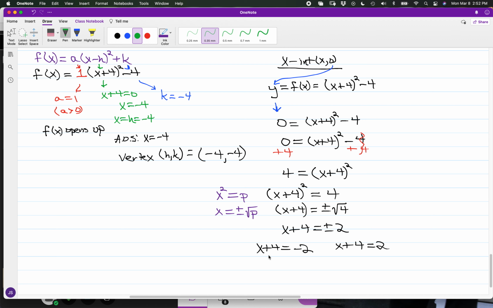And if I subtract 4 from both sides of both equations, if x plus 4 is equal to negative 2, and I take away 4 from both sides, we have that x is equal to negative 2 minus 4, which is negative 6. If x plus 4 is equal to 2, and I take 4 away from both sides, we have that x is equal to 2 minus 4, so that is going to be negative 2.